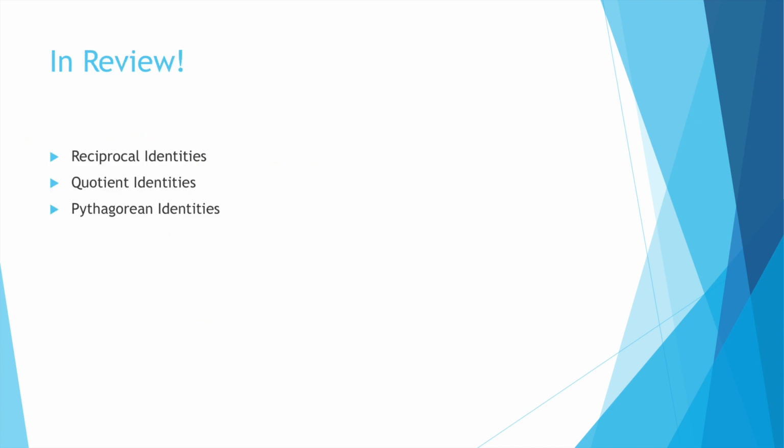In review, we learned reciprocal identities, quotient identities, and Pythagorean identities. And we did examples to show how you can solve for each one. Knowing this, you should now have an understanding of how to break down and solve far more complex equations.